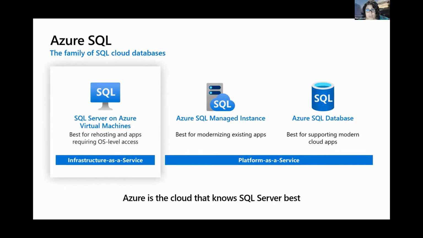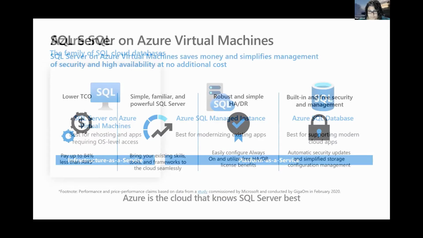And then we have our 2 PaaS services, platform as a service. So Azure SQL Managed Instance is a closer match to what you have on-prem, to on-prem SQL Server, allowing you to run multiple databases within a single instance. Or if you have a modernized app, or you want to modernize your app before you migrate to the cloud, then you can use Azure SQL Database, which is our single database offering. So all of these are part of the Azure SQL family. And of course, as we said, today we are going to focus on SQL Server on Azure Virtual Machines.